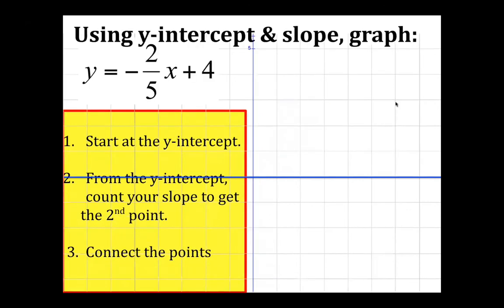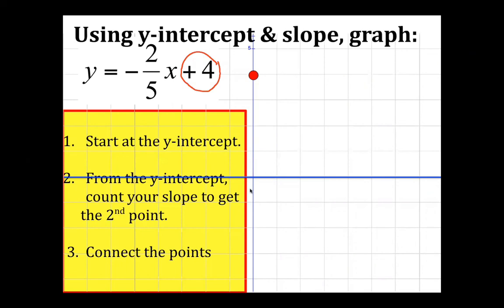Let's look at another one. We have y equals -2/5 x plus 4. Let's go ahead and first plot our y-intercept. So our y-intercept is +4. And I'll go ahead and plot that on the y-axis.